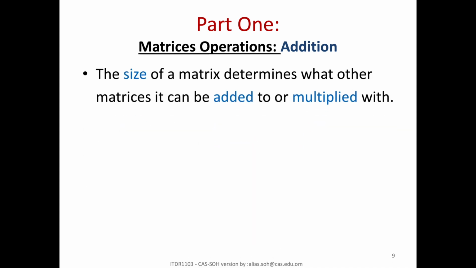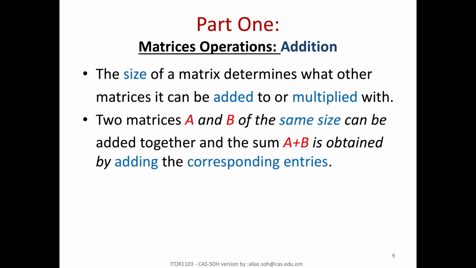Moving to our second matrix operation, which is addition. In order to add or subtract, we just need to make sure that the sizes of the matrices meet specific restrictions. For addition, matrices A and B should be of the same size. Then we can just add the corresponding entries.